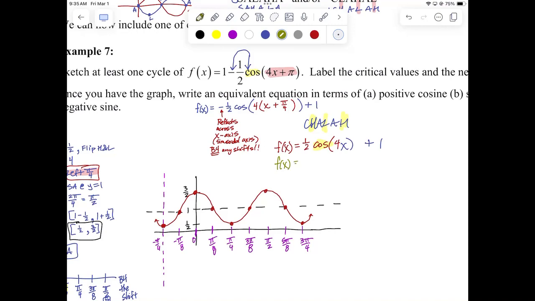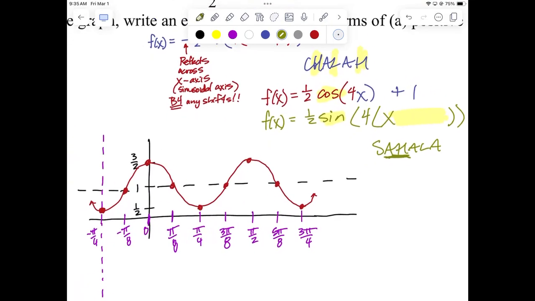Positive sine is going to be positive 1/2 sine parentheses 4 x plus or minus something +1. Again, the only thing that differs when you put in a sine is the phase shift. For sine, it's Sahala. You got to be careful with sine because you can't just go to your favorite axis point, can you? There's two ways to go from an axis. You can go up or down. Positive sine starts on an axis and goes what? It goes up.